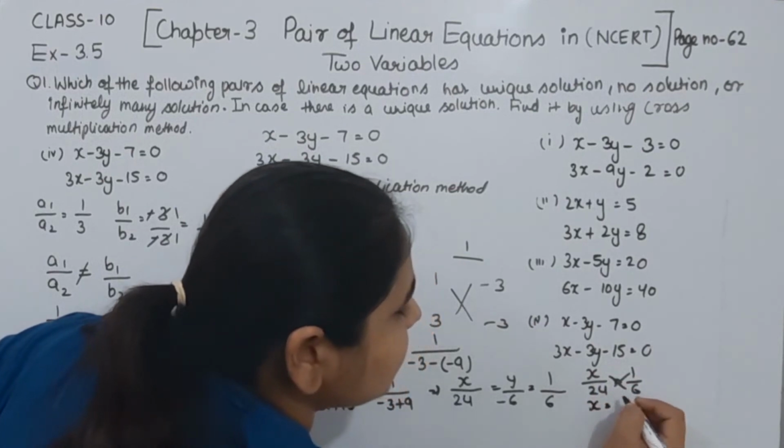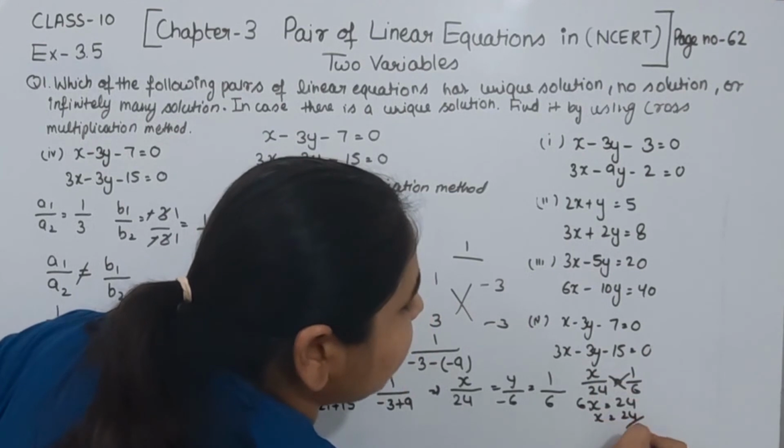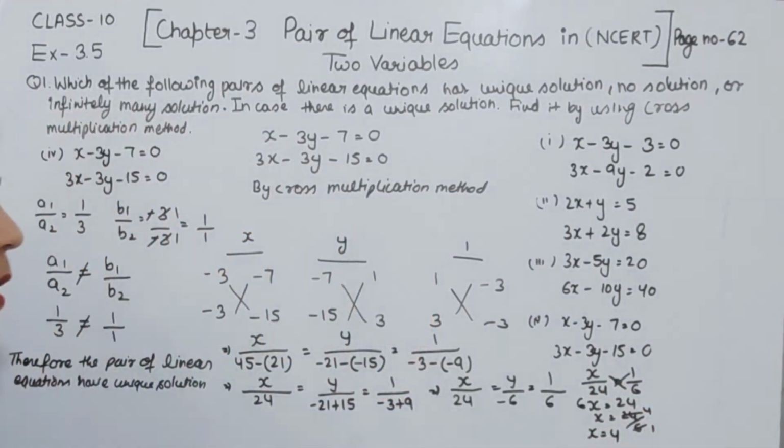Here we have x times 6 is equal to 24. x is equal to 24 by 6. 6 1s are 6, 6 4s are 24. So the value of x we have is equal to 4 here.